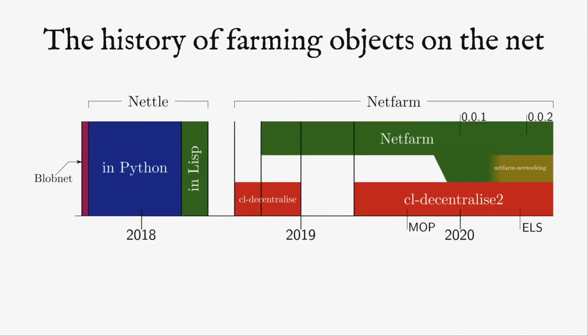Netfarm is the product of about 3 years of messing about with object systems. The original incarnation of Netfarm was a system called BlobNet, which was just a little synchronization networking hack that I did in Python to experiment with the idea and see if it was feasible. At this point, my goal was to create a kind of distributed forum system for a specific corner of the internet.